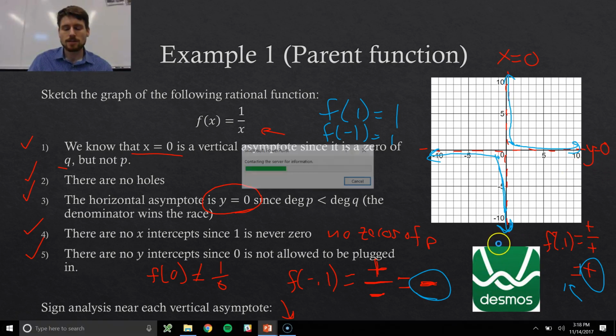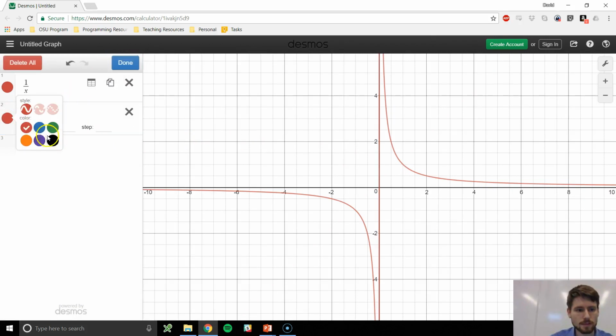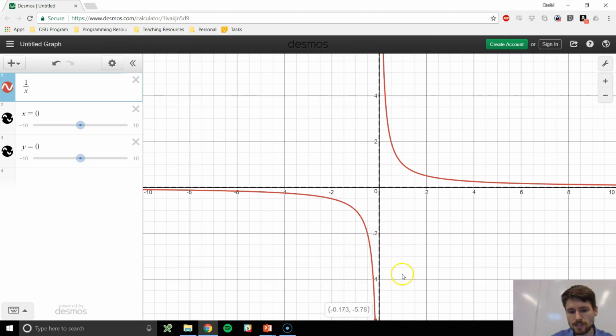and see if I get the same answer. Are we good? There we go. Okay, there's 1 over x. We can see that vertical asymptote x equals 0. Go ahead and make it a dashed asymptote. And we can see the horizontal asymptote at y equals 0. And as we go towards 0 from the right, it's going up to infinity. As we go towards 0 from the left, it's going down to negative infinity.